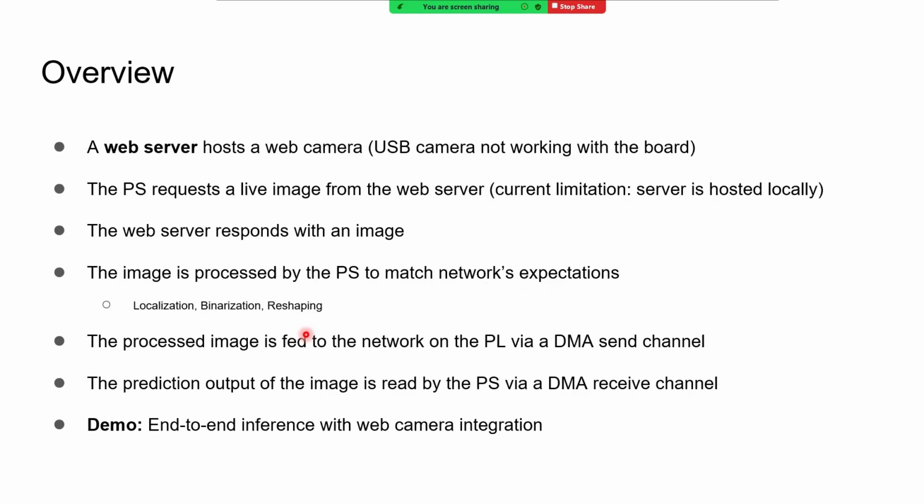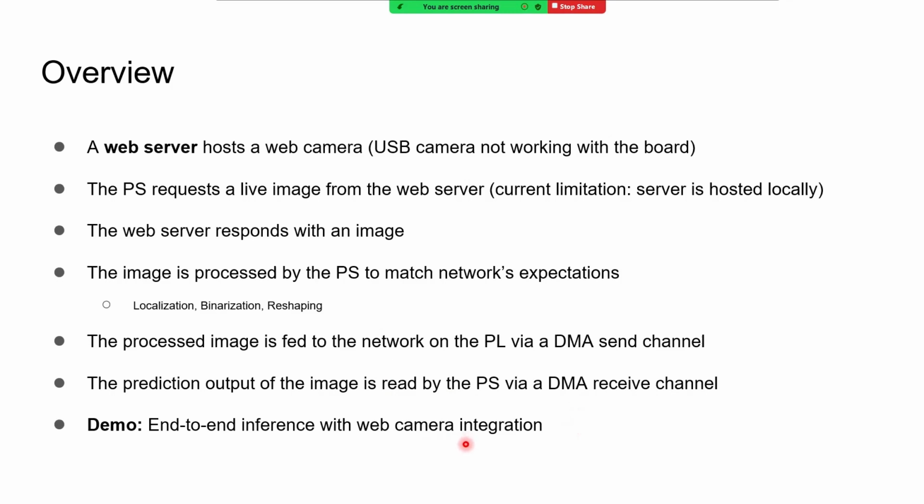Once the image has been processed, we can directly feed it to the neural network, which is sitting on the programmable logic component of the board, via a DMA send channel. Once the neural network inference operation has completed, its output can be read back by the processing system via a DMA receive channel. So next, I'm going to demonstrate end-to-end inference on the neural network on the board along with our web camera integration.